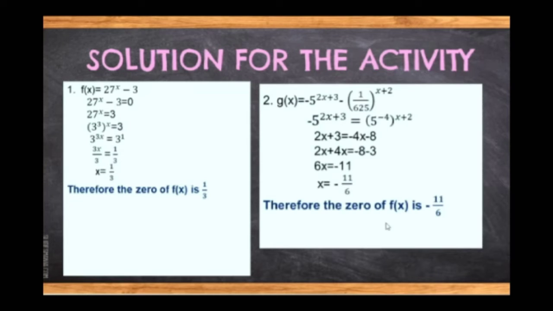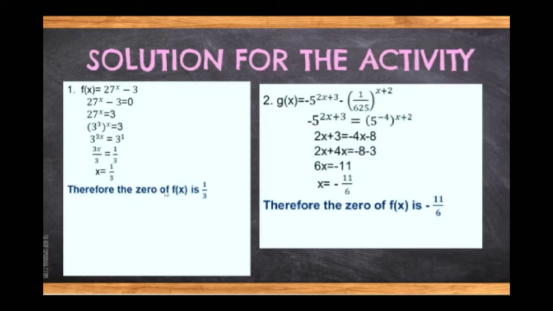To check if all of your answers are correct, here is the solution for the activity. Number 1, f of x is equal to 27 raised to x minus 3. So we just need to equate f of x to 0, then solve for x. 27 raised to x minus 3 is equal to 0. Then 27 raised to x is equal to 3.